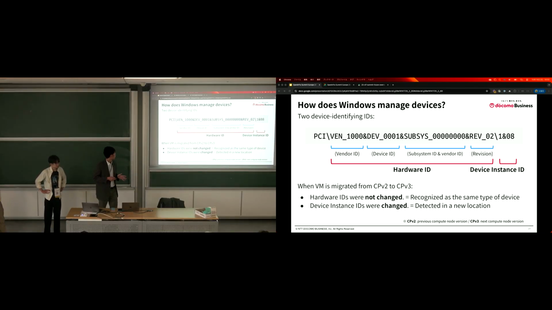In case 2, hardware ID were not changed. This means the device is identified as the same hardware model. However, device instance ID were changed. And that is, the system detected the device at a new topological location.